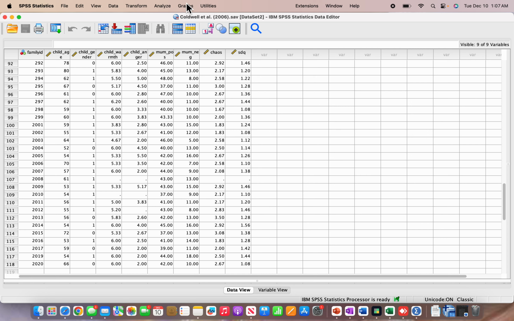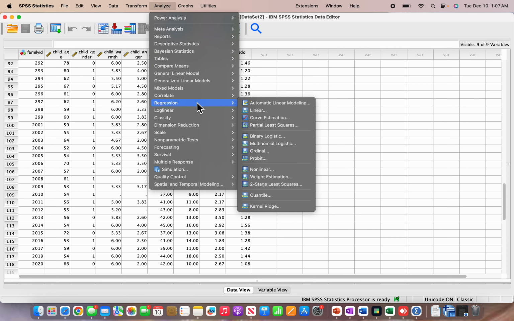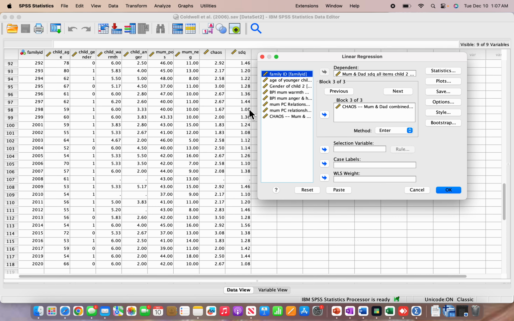So we're going to open up our data set and we're going to analyze regression, linear, and then here you can see I already have everything listed. So our SDQ is going to go into our dependent variable, sorry. And then block 1 is going to be the age and the gender of the child. And then block 2 is going to be the warmth, the anger, the positive relationship, and the negative relationship. And then block 3 is going to be chaos.